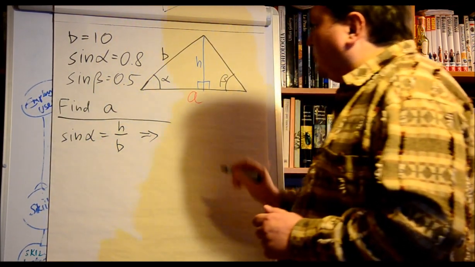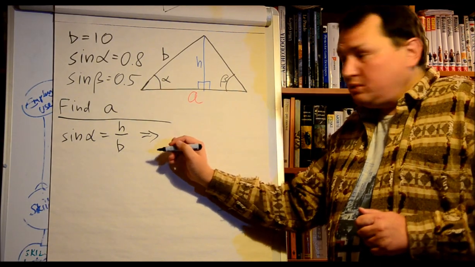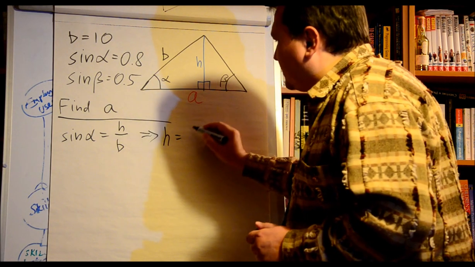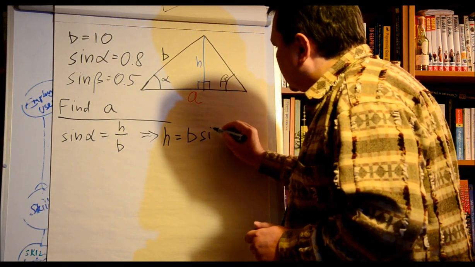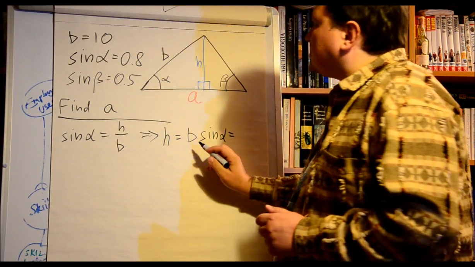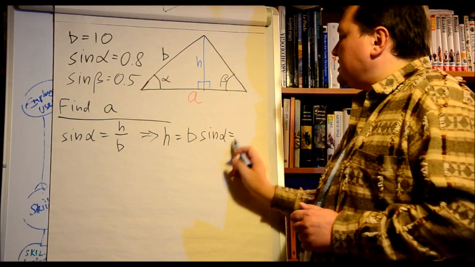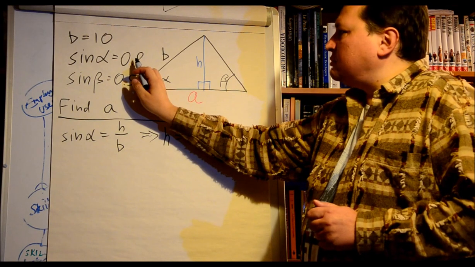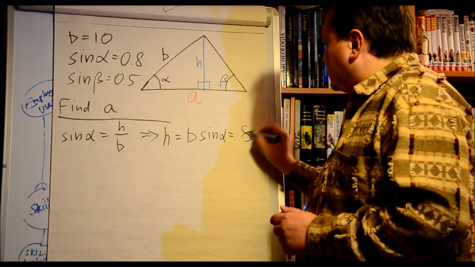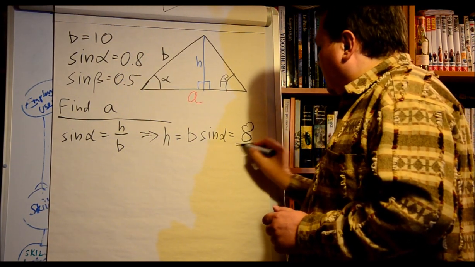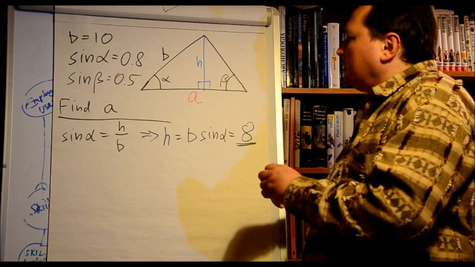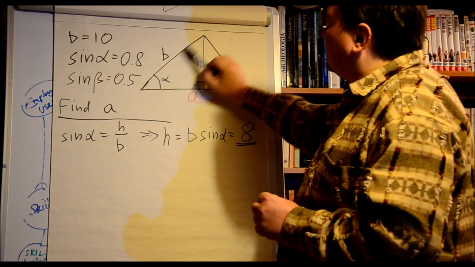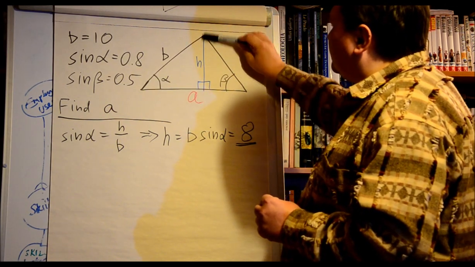And from here we have the first calculation. h is, multiplying both sides by b, b sine alpha. But we also know that b is 10 and sine alpha is 0.8. 10 times 0.8, it is 8. Okay, so we know slightly more about this triangle because now we know the length of this and the length of this.